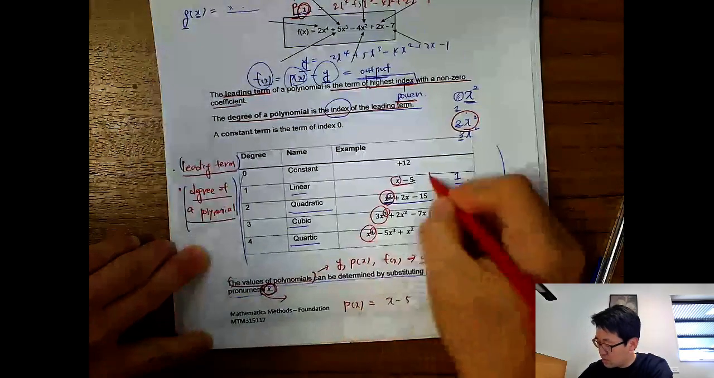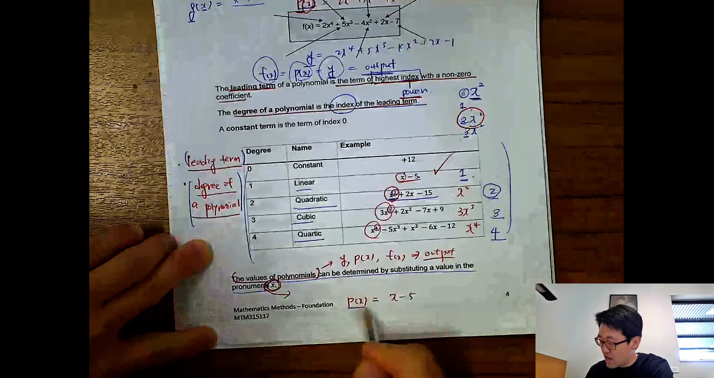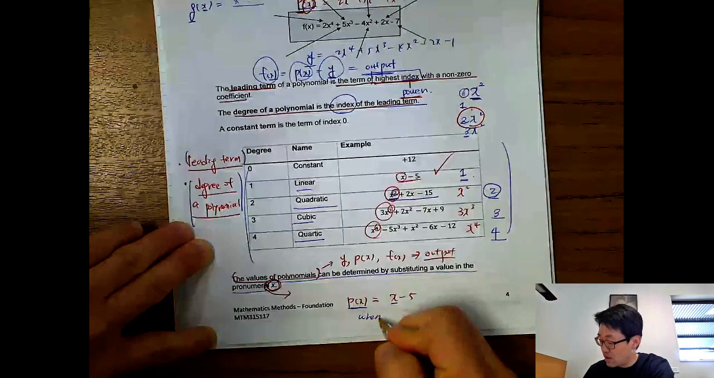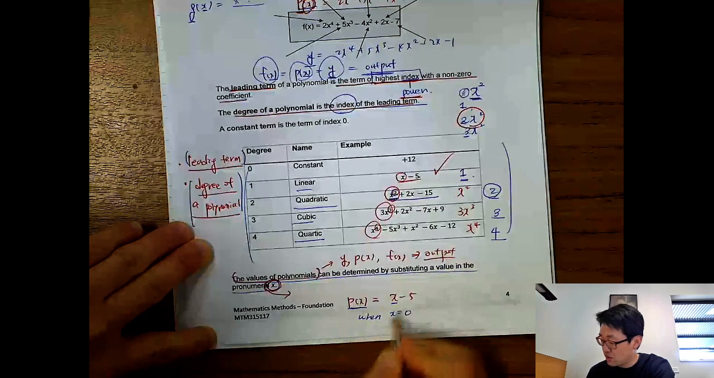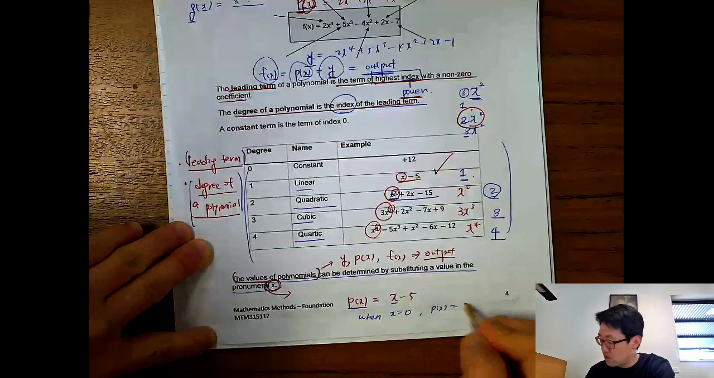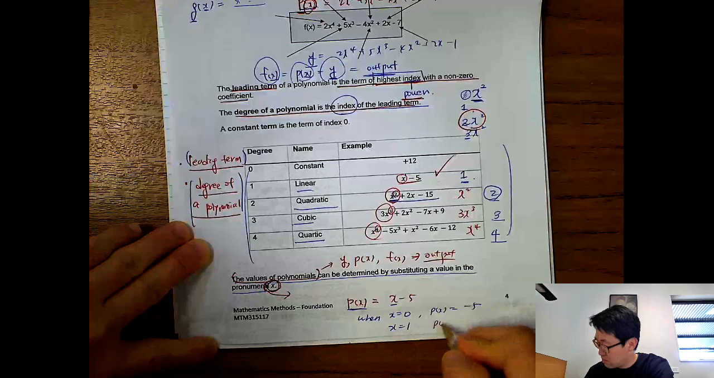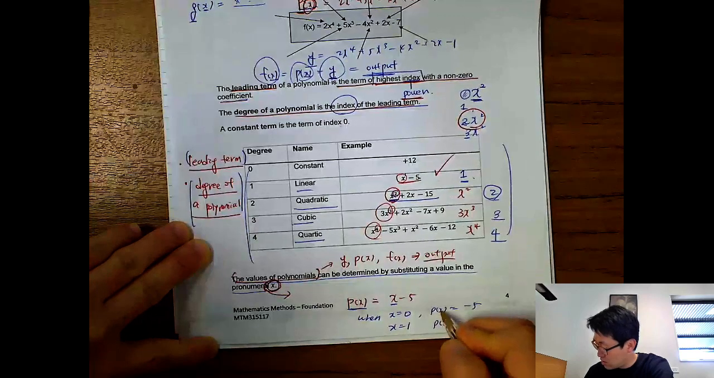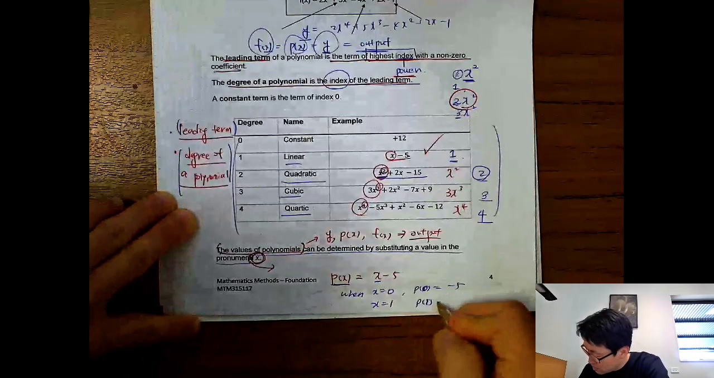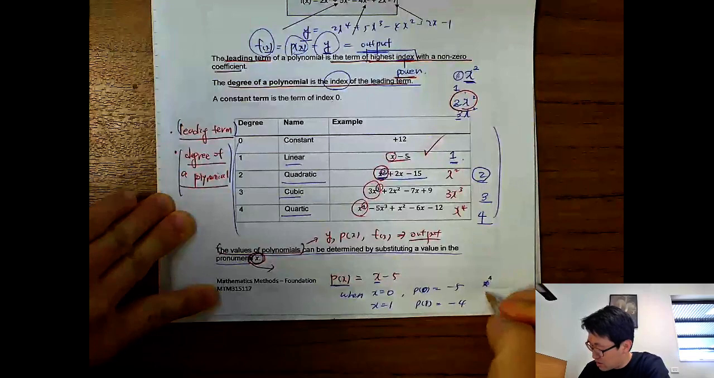P(x) equals, I'm just using this, x minus 5. So that output depends on what x is, isn't it? So I'll just put anything. When x equals 0, P(x), which is y, equals minus 5. When x equals 1, I can write down 0 here, equals minus 4. So now I can write down P.